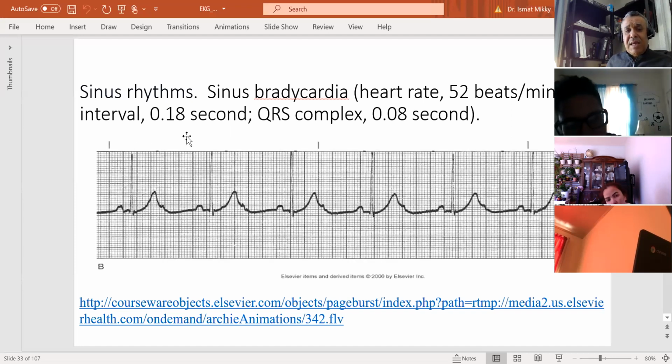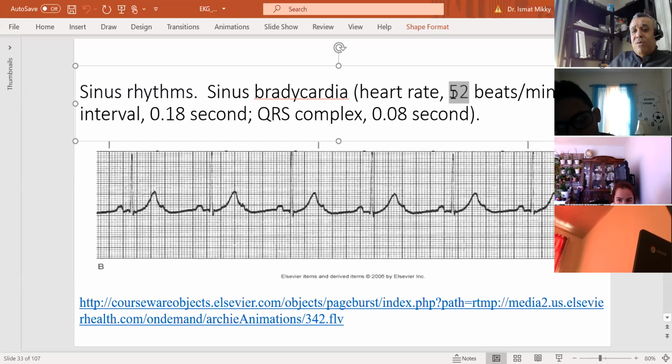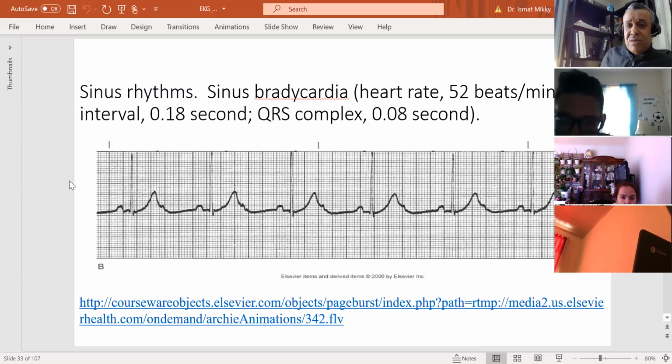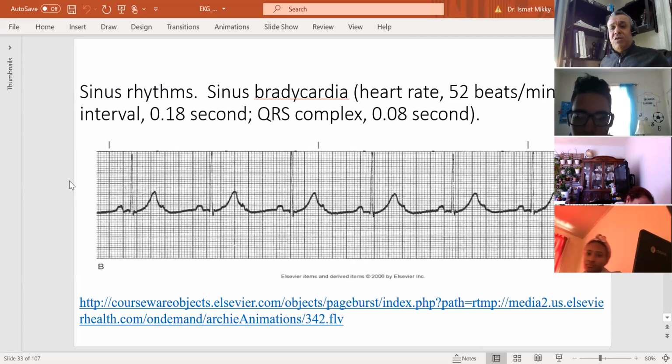And we will count 1, 2, 3, 4, 5. So this patient's heart rate is 5 times 10, 50. But the actual heart rate was 52. So we were very, very close using that method. The calculation method was very close to the patient's actual heart rate, which is 52. So the patient's 52, it's sinus bradycardia.